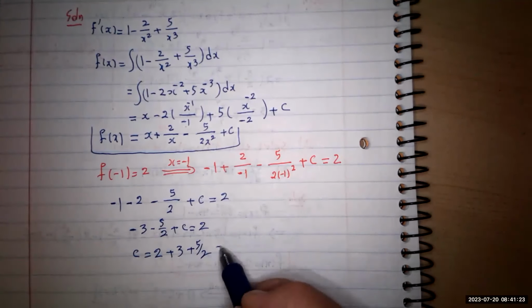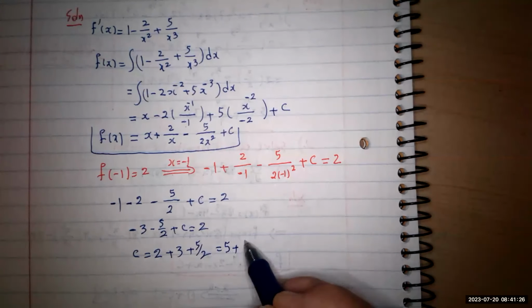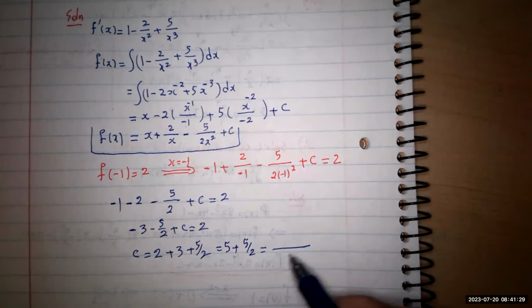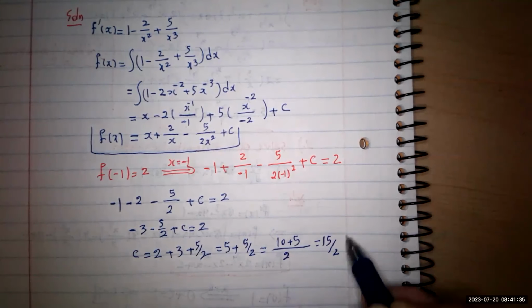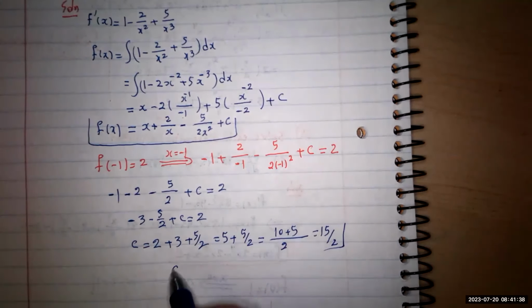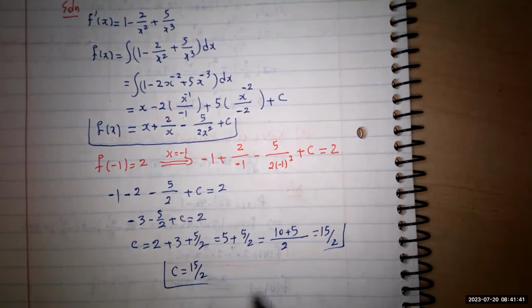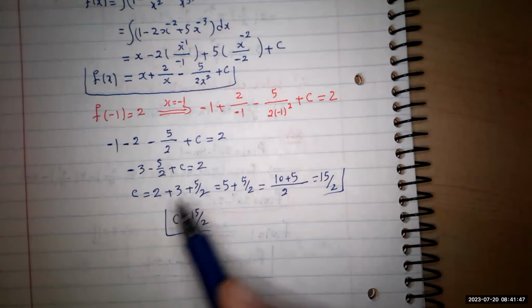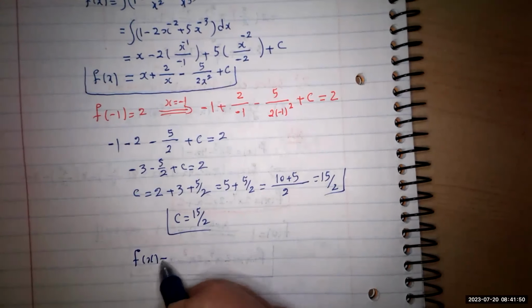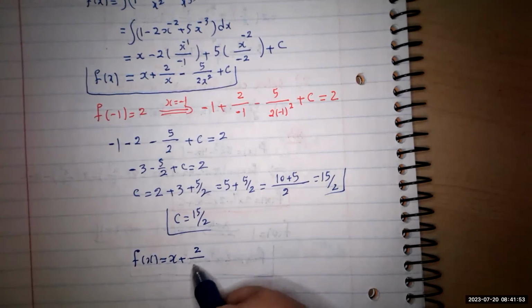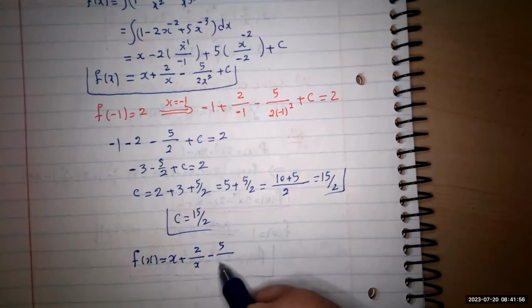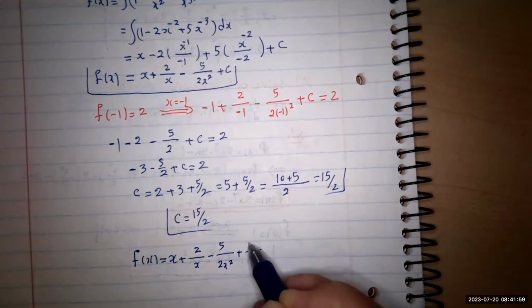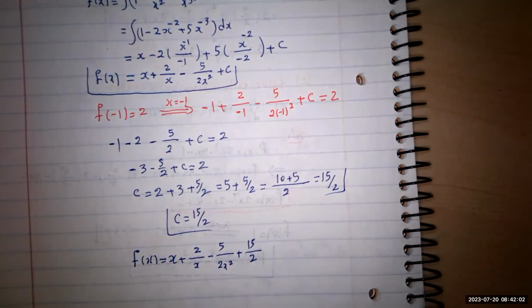Okay, 2 and 2 would be 4. So it's going to be 4 plus 5/2. You find the common denominator, which is 2, 8 plus 5, which is 13/2. So this is going to be your c. So c would be 13/2, and you're not done. You have to go back and substitute for the c to give us the function. So the final answer is this one: f of x equal to 2 over x minus 5 over 2x squared plus 13/2. This is going to be a function that satisfies the condition that you have.